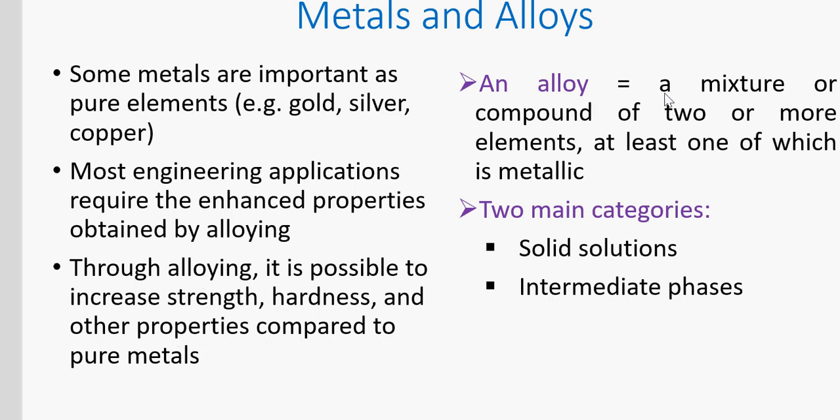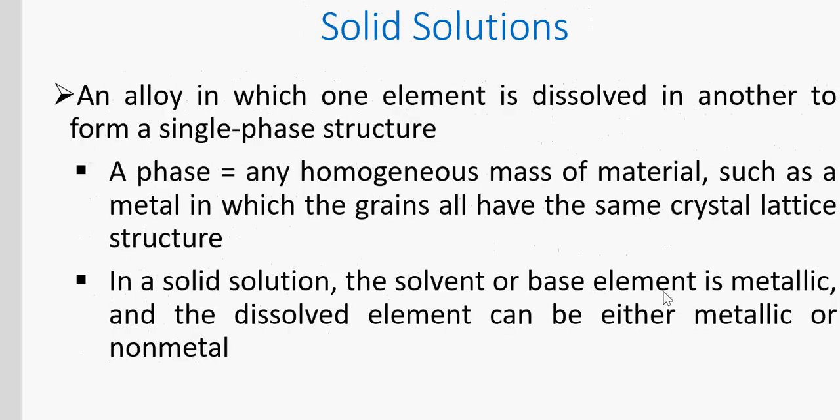So what is an alloy? It is a mixture or compound of two or more elements, at least one of which must be a metal. The structure of an alloy itself is metallic. Sometimes you can add a metal and a non-metal, but the structure must be metallic. We have two types: solid solutions and intermediate phases.